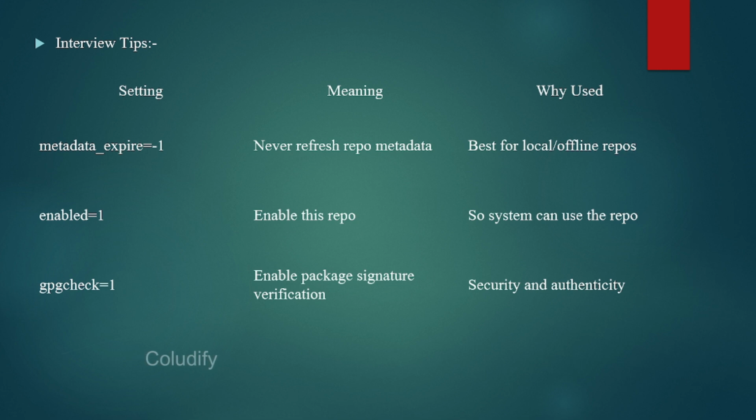enabled=1 indicates whether your repo is enabled or disabled, so with the help of this the system detects your repo. gpgcheck=1 means it enables package signature verification for system and security purposes. That is the key feature of that parameter.